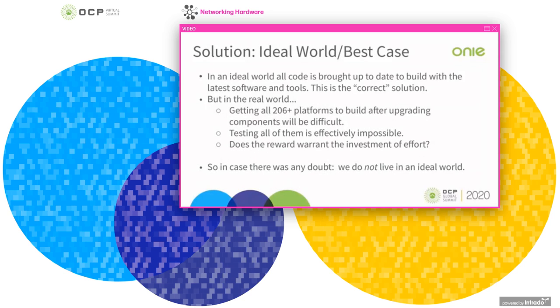Now, in an ideal world, I'd rebuild all the code, fix all the bugs, bring everything up to date, and we'd be all set. But given time and resources, getting all 206 plus platforms to build is just really not feasible. I don't have the switches to test them all anyway. And there's the question of, does it warrant trying to rebuild and update a version of ONIE that built on a 5-year-old switch? Maybe it is, maybe it isn't. That's the end user's decision, but I want to not restrict them in being able to make those choices.